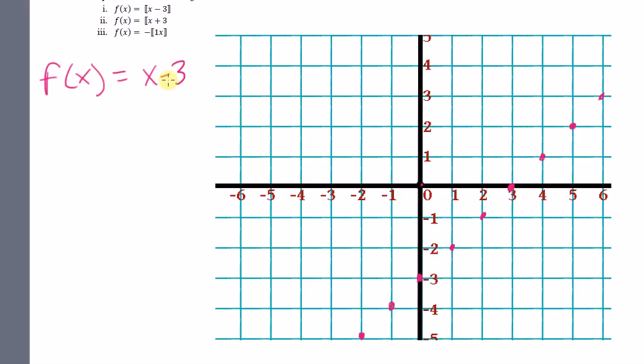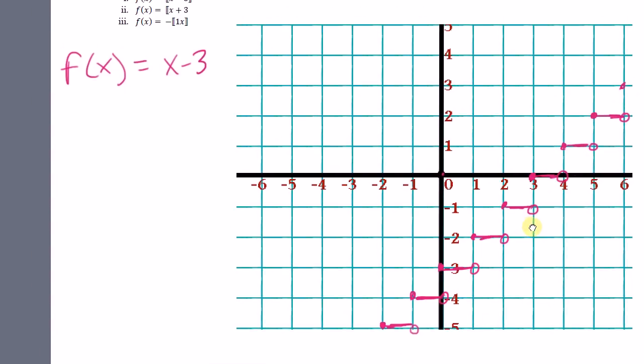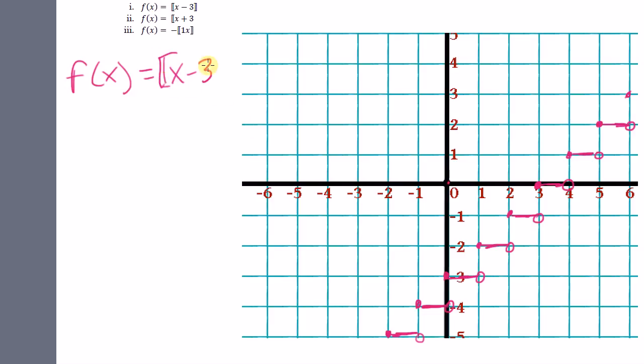And now what I'm going to do is simply go to the line x minus 4, and I'm going to put open circles. Generally we would draw the line, but instead we're just picking the whole numbers in between. And there we go. And so that would be the graph of the greatest integer function of x minus 3.